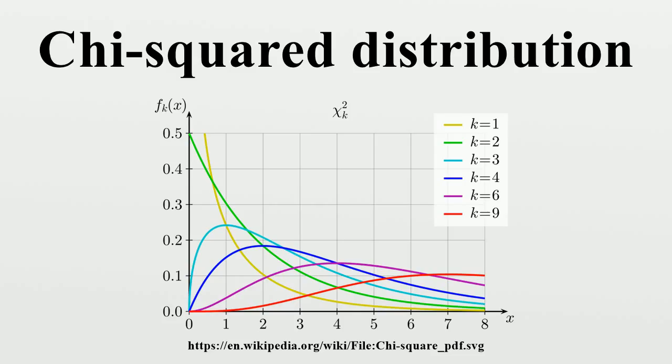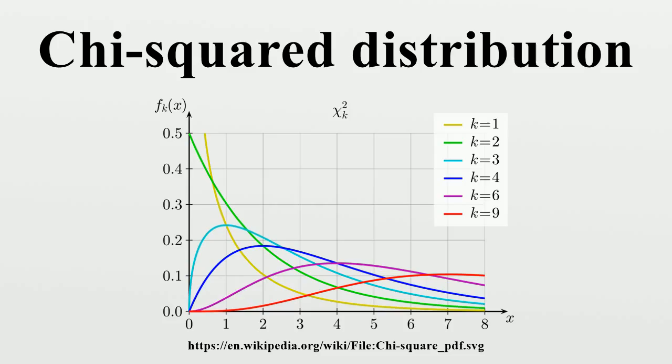A chi-squared variable with k degrees of freedom is defined as the sum of the squares of k independent standard normal random variables. If Y is a k-dimensional Gaussian random vector with mean vector mu and rank k covariance matrix C, then x equals Y minus mu transpose C inverse Y minus mu is chi-squared distributed with k degrees of freedom.